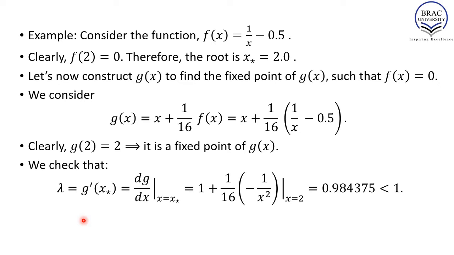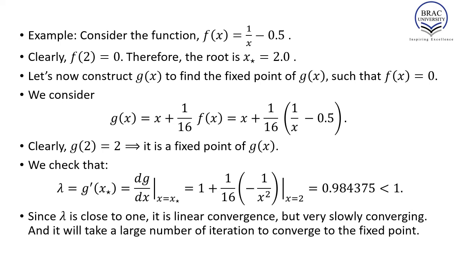Now check the convergence. So compute the lambda, which is by definition g prime at x star. So we compute the derivative of this part here, and then put x equal to 2, and we get 0.98475, which is less than 1 but very close to 1. Since it is very close to 1, it means that our convergence will be very slow. Remember, lambda equal to 0 is super convergent, lambda equal to 1 is the upper bound. So lambda has to be in between for linear convergence. Since it's close to 1, we are expecting very slow convergence.